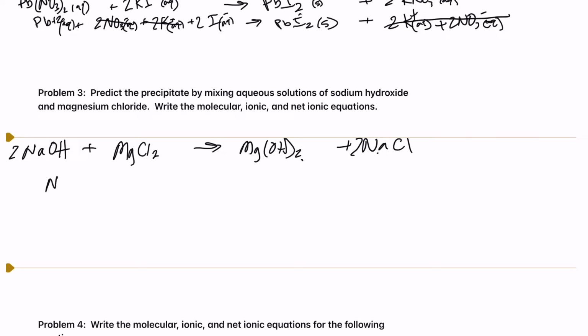Now we make our ionic equation. We have 2 sodiums, again group 1. Obviously these are going to be aqueous, as described in the prompt. You can also check your solubility charts. We see magnesium hydroxide is not soluble.